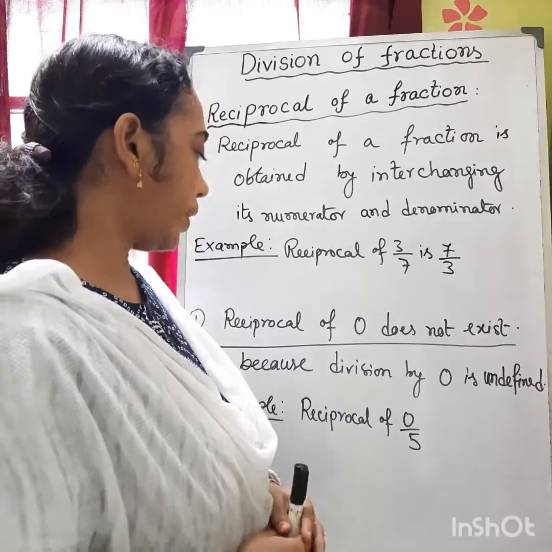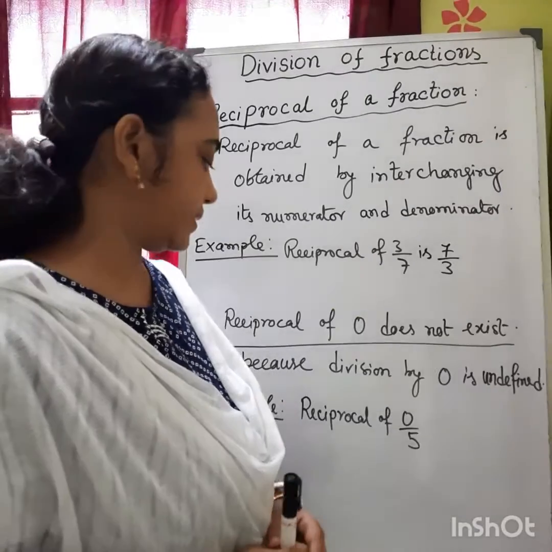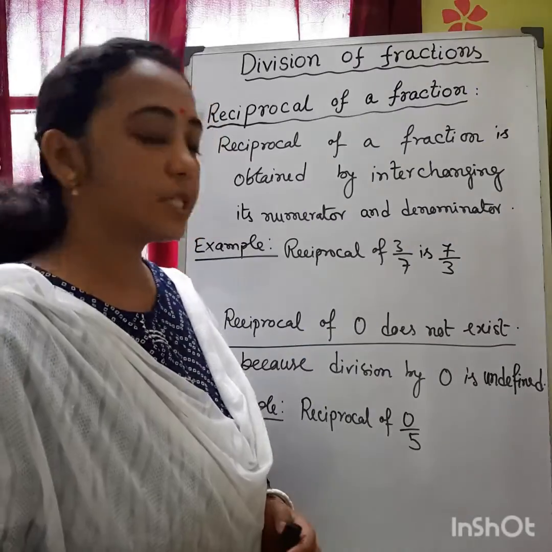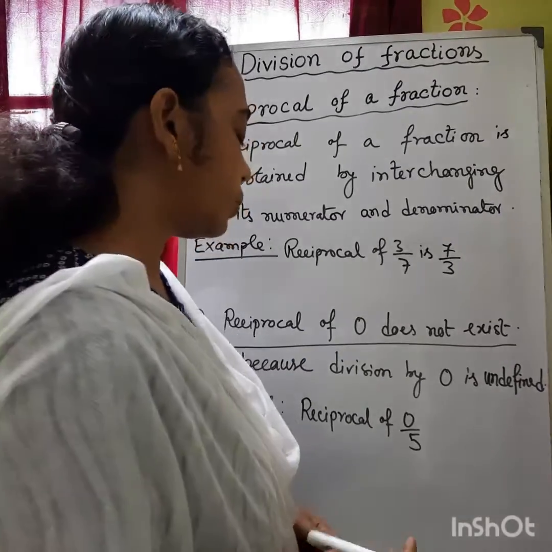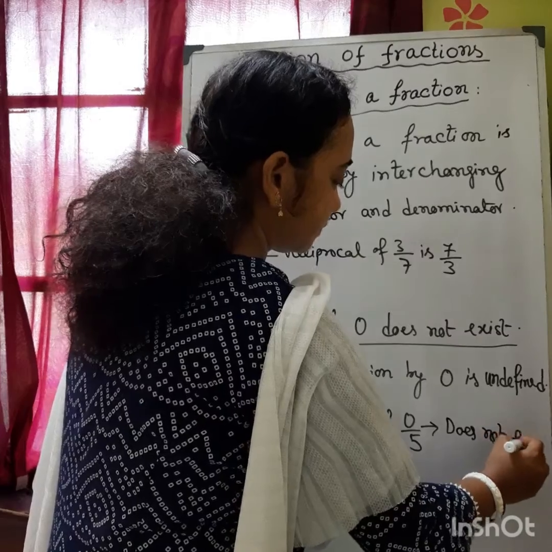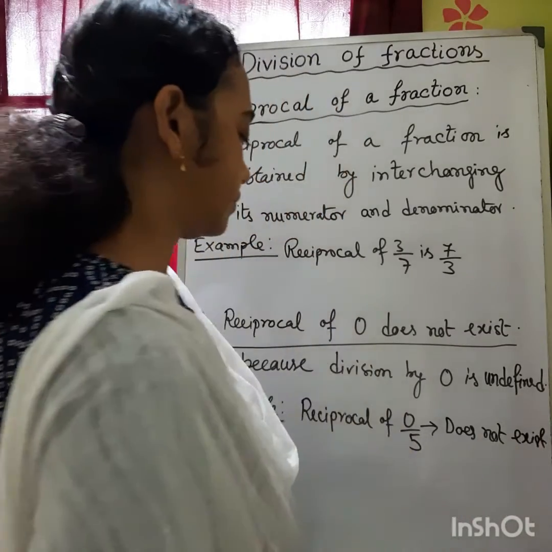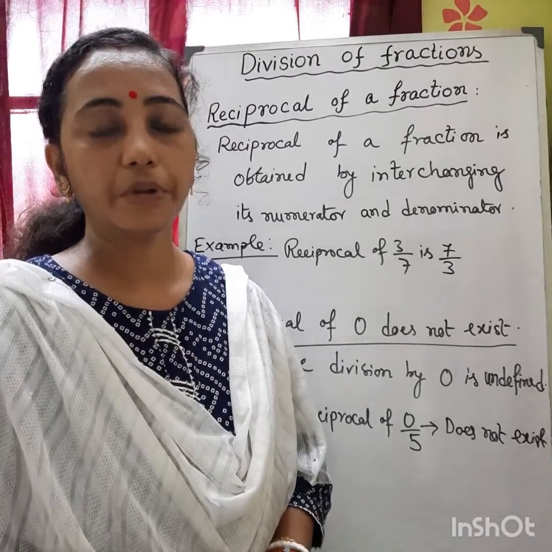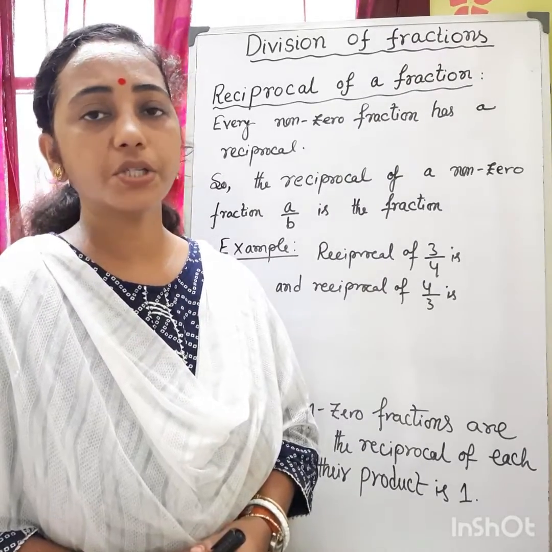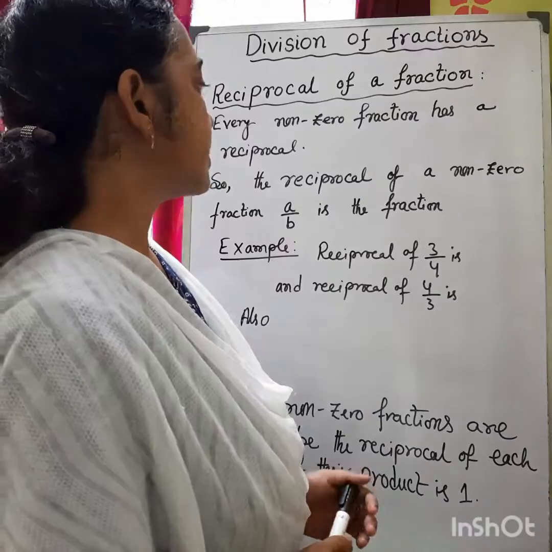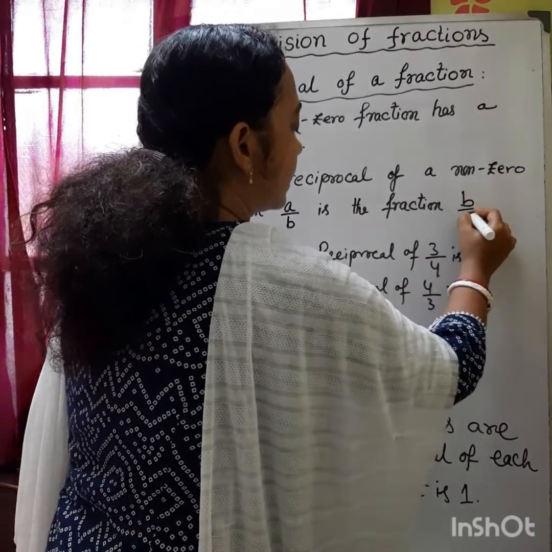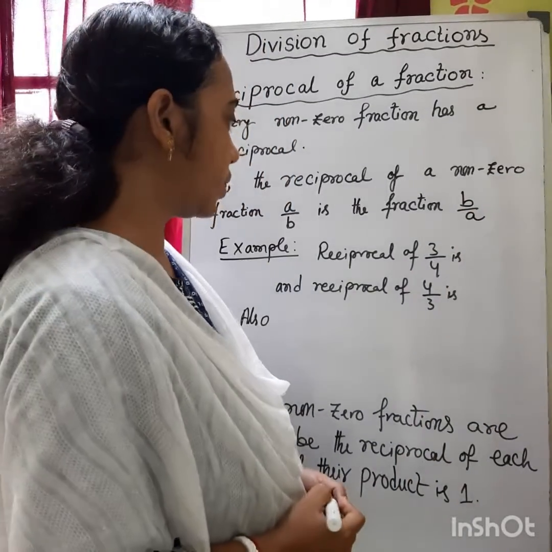Now there is an important point: the reciprocal of 0 does not exist because division by 0 is undefined. For example, what is the reciprocal of 0/5? The reciprocal of 0/5 does not exist. So we can say that every non-zero fraction has a reciprocal. Since every non-zero fraction has a reciprocal, the reciprocal of a non-zero fraction a/b is the fraction b/a. That is, by inverting the fraction we get the reciprocal of the fraction.